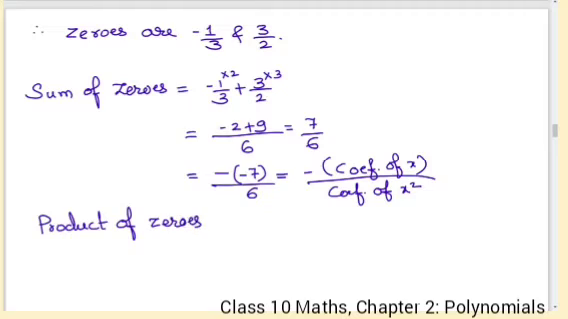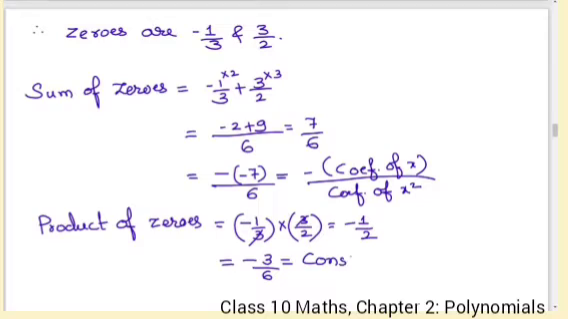Product of zeros is equal to minus 1 by 3 into 3 by 2. 3 gets cancelled, minus 1 by 2, which is equal to minus 3 by 6. Again, minus 3 is a constant term in the equation and 6 is the coefficient of x square.